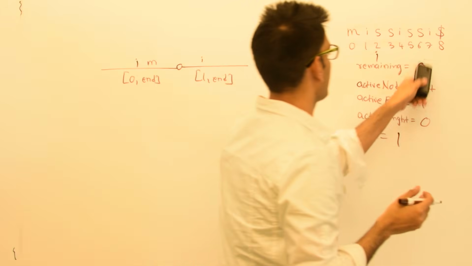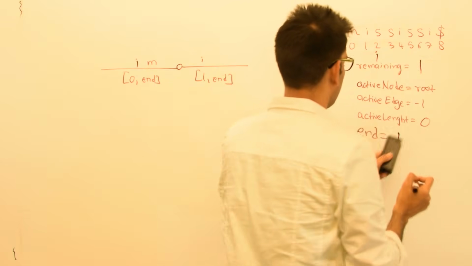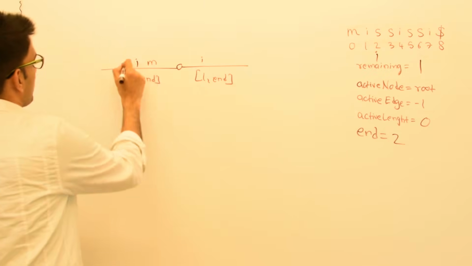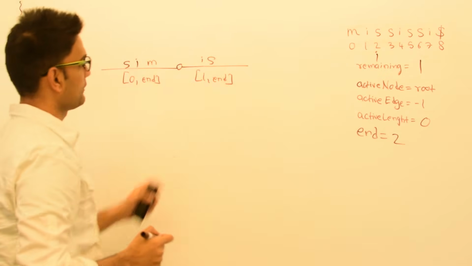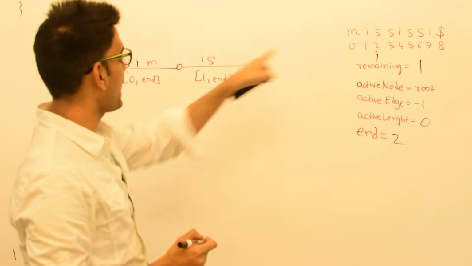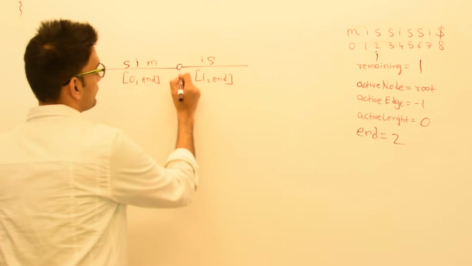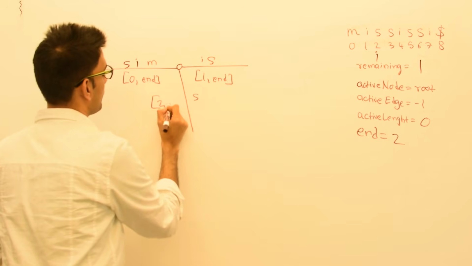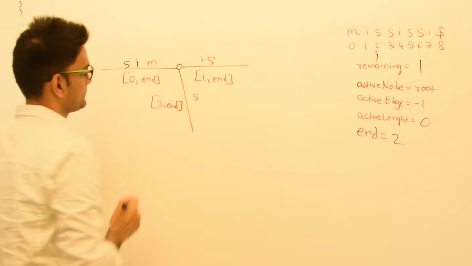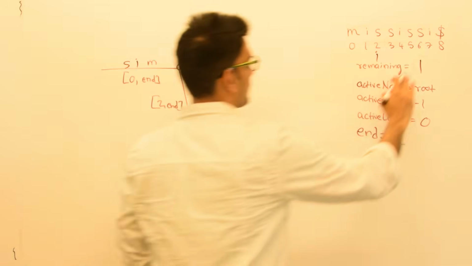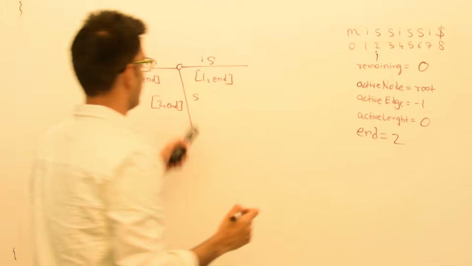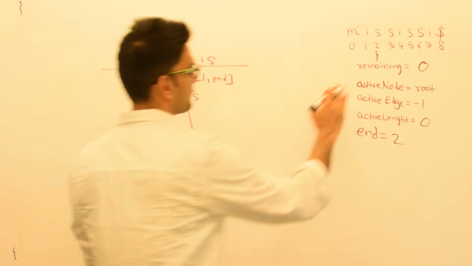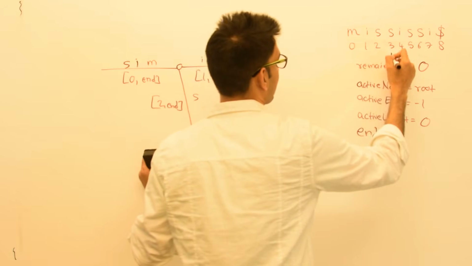Again, first thing we do is we increment our remaining, so remaining becomes 1 and end becomes 2. So this becomes MIS and this becomes IS. Then since active length is 0, we check is there a path from root starting with S. There is none, so we create one, and this is 2 comma end. Then remaining becomes 0 since we created this leaf node, and since remaining is 0, we end the current phase and start the next one.